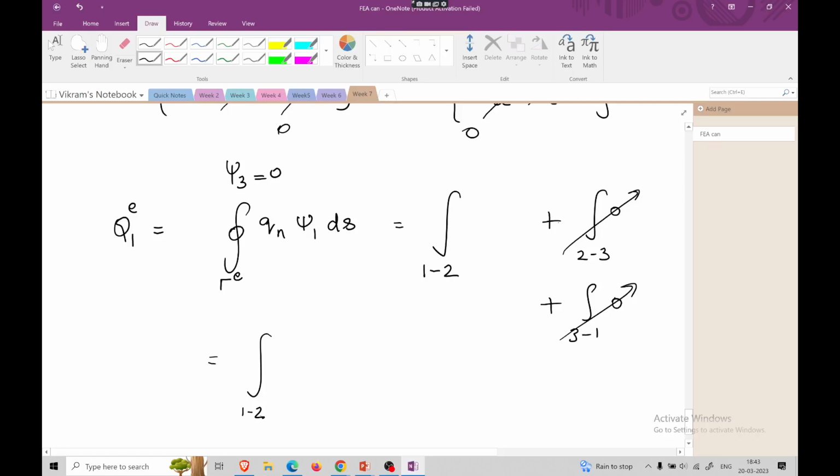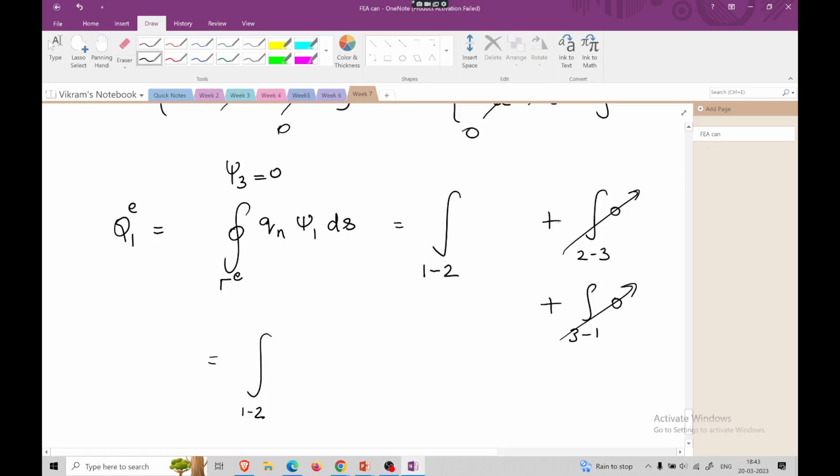So what is this a? A was, we decided, the base of this triangle, right? So in this case, what is the base of the triangle? It is equal to h12. So I will simply write ds. So Q0 I can take outside.